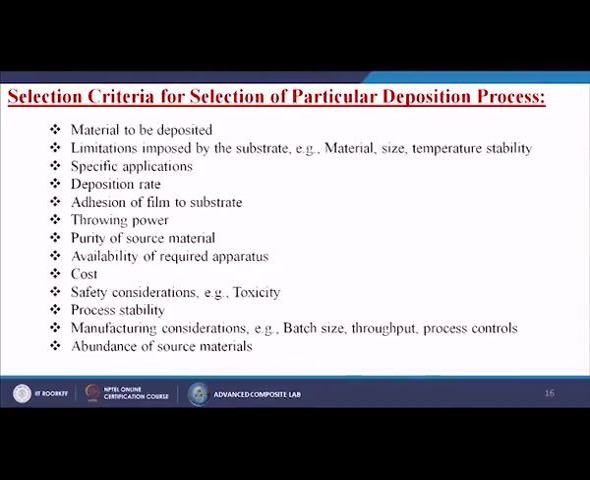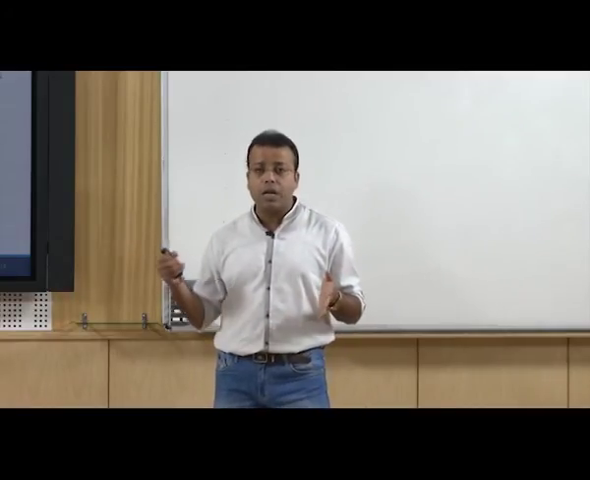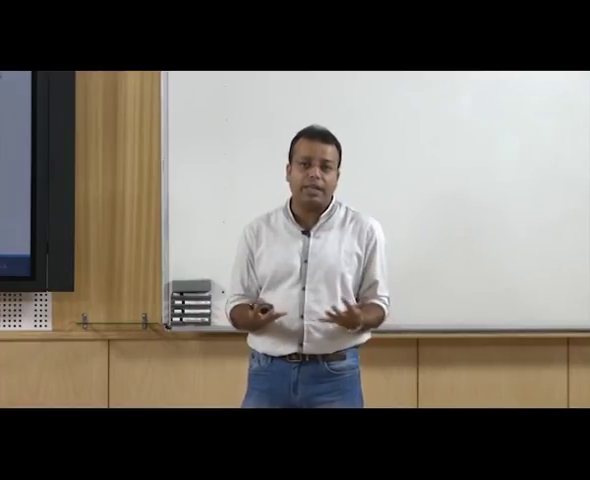First is the material to be deposited: which material we are going to deposit, and what are the characteristics of that material. Then limitations imposed by the substrate: material size, temperature, stability. Suppose I have a soft material, I can't go for physical depositions because I can't use a certain load or pressure by which the material can be deformed.